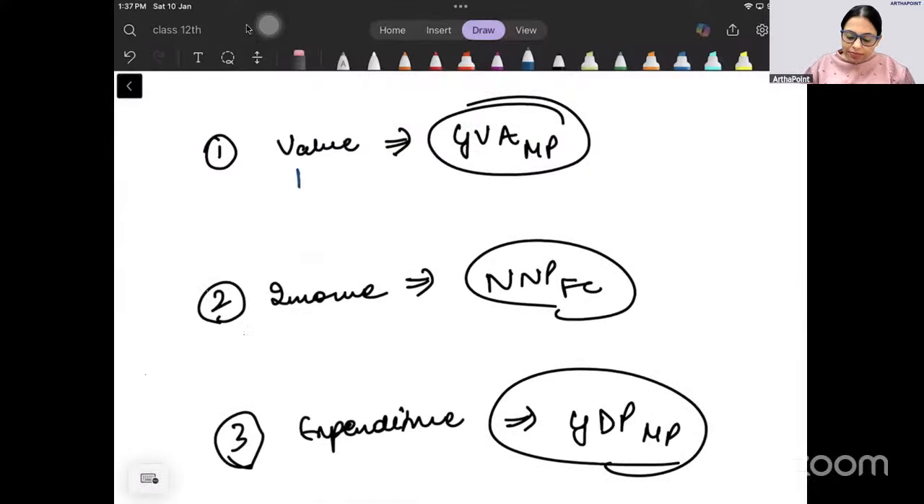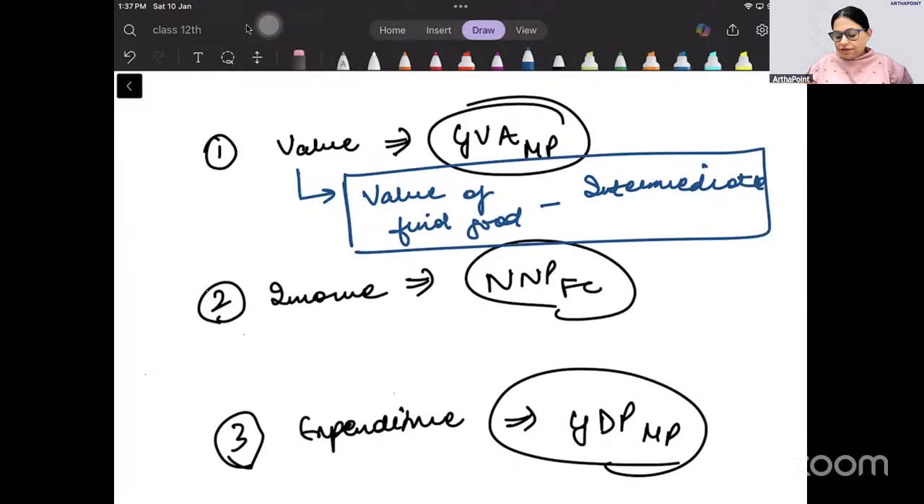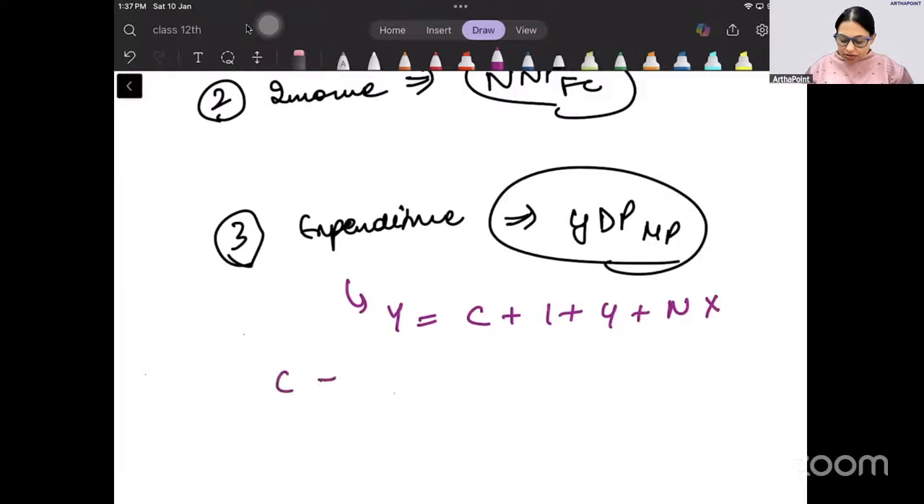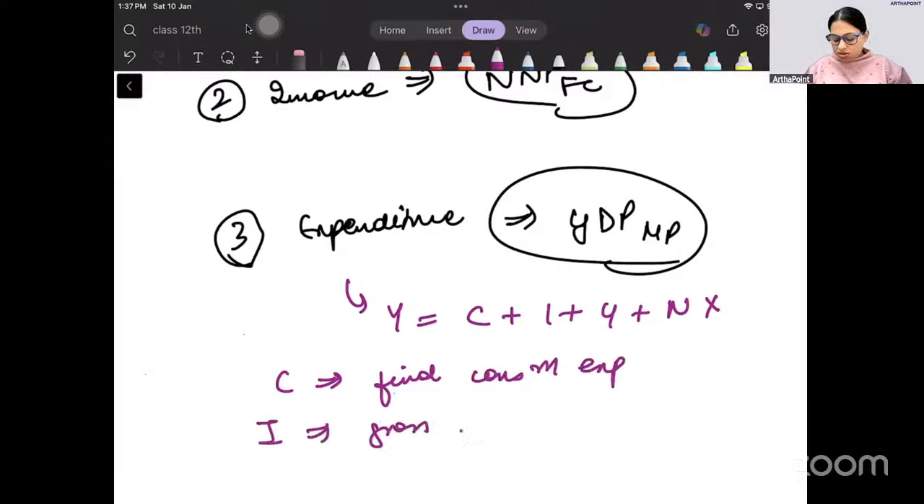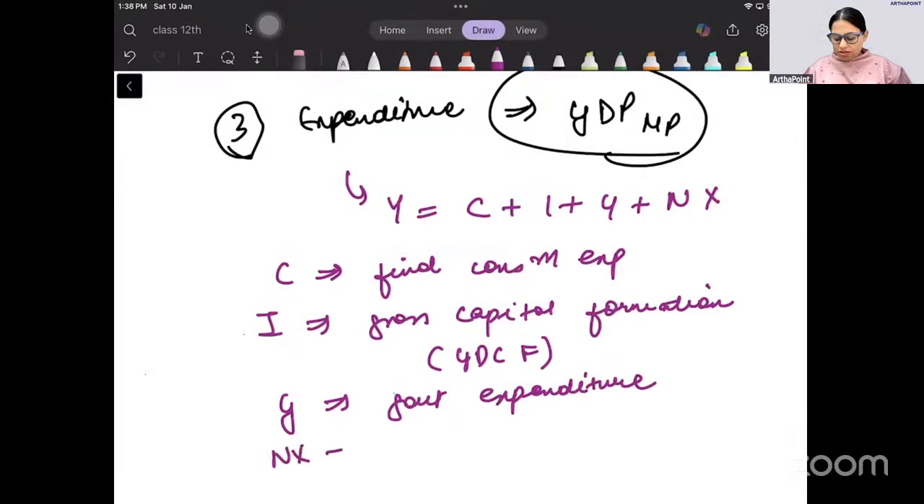Okay. In the value added method, we have the value of the final good minus intermediate; this will be your value added at each level. And when we talk about the expenditure method, this is simply Y is equal to C plus I plus G plus NX. Here C is also called the final consumption expenditure. I is also called gross capital formation, or gross domestic capital formation. G is the government expenditure, and NX is net export.